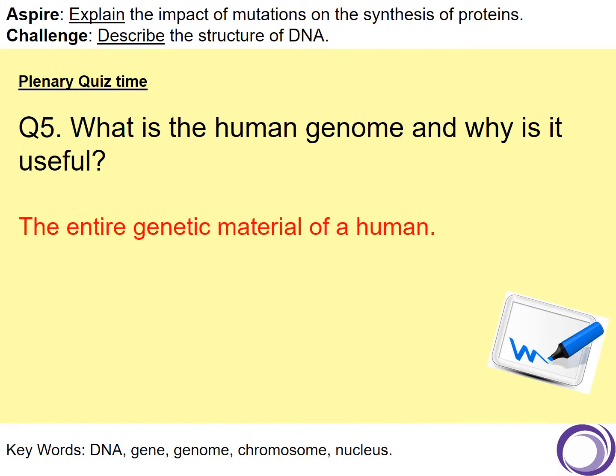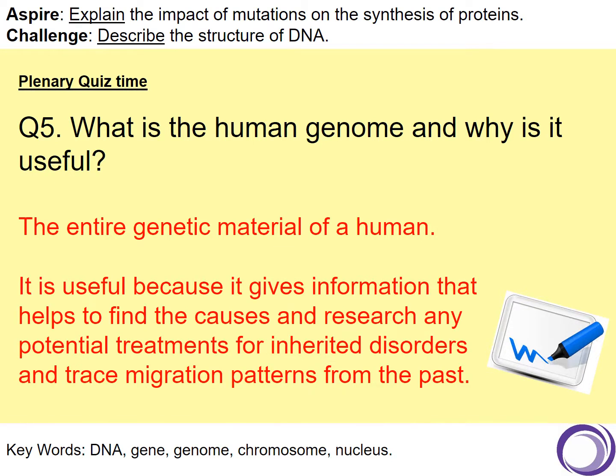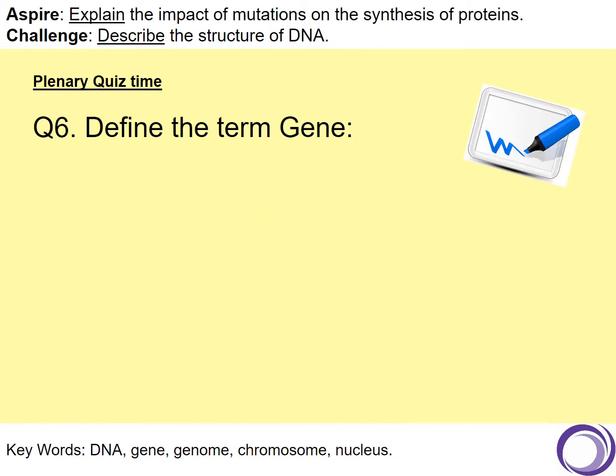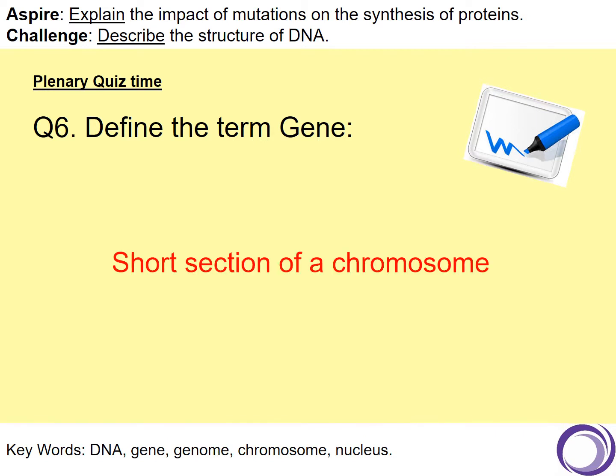Okay, so the human genome is the entire genetic material of a human. It's useful because it can give us information that can help us find causes and research any potential treatments for inherited disorders, as well as tracing any migration patterns from the past. Question 6, define the term gene. Okay, easy one. So a short section of a chromosome, and again they're made of DNA.